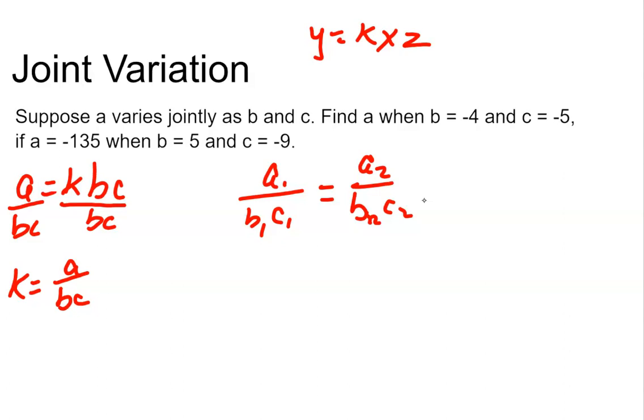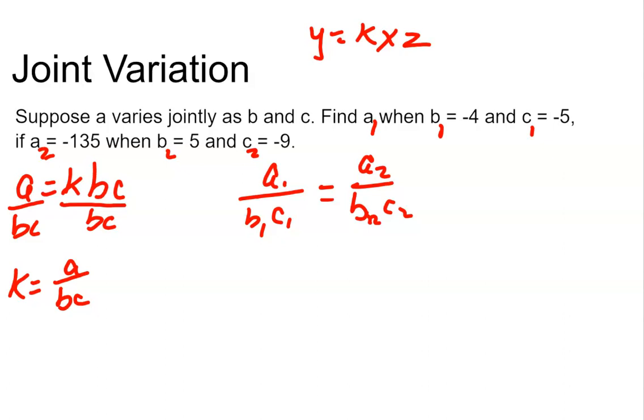So now let's look at this. So we need to find a1 when b1 is -4 and c1 is -5, when a2 is -135, b2 is 5, and c2 is -9. So let's plug our numbers in.